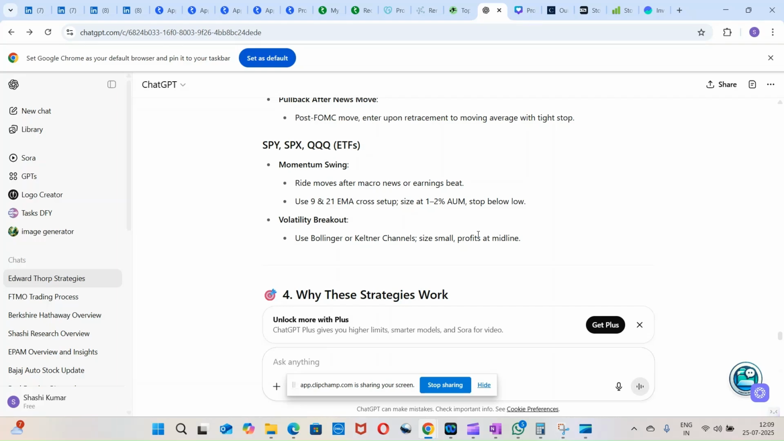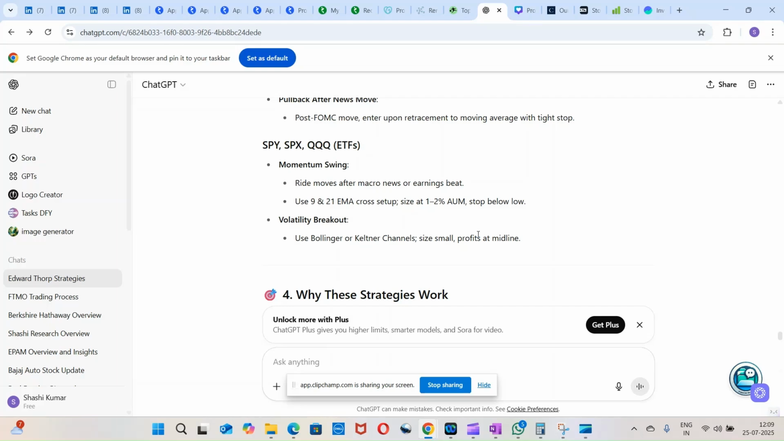There's also an EMA crossover strategy. Use 9 and 21 EMA cross setup and size at 1 to 2% assets under management. Stop below the low. Okay, so that's also another strategy that is there, which also gives you trend following or a momentum strategy. Okay, volatility breakout is also there using Bollinger or Keltner channels. Size small, profit set midline.